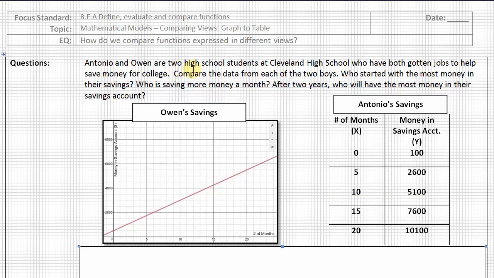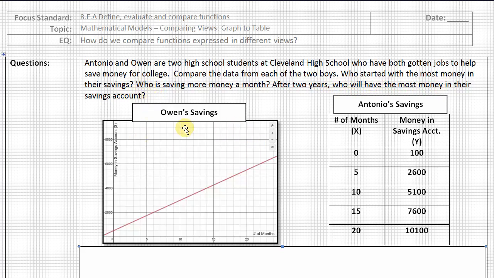Antonio and Owen are two high school students at Cleveland High School who have both gotten jobs to help save money for college. Compare the data from each of the two boys. Who started with the most money in their savings? Who is saving more money a month? After 2 years, who will have the most money in their savings account?